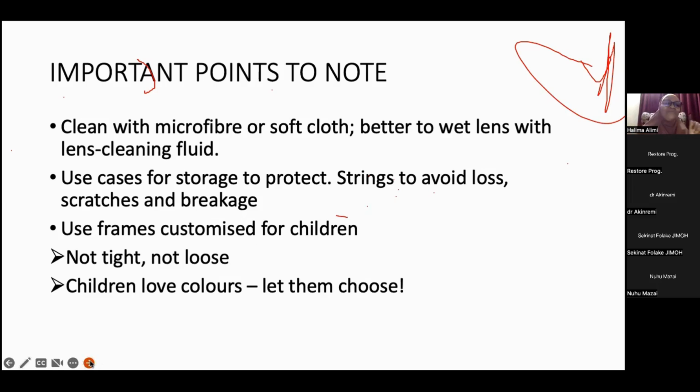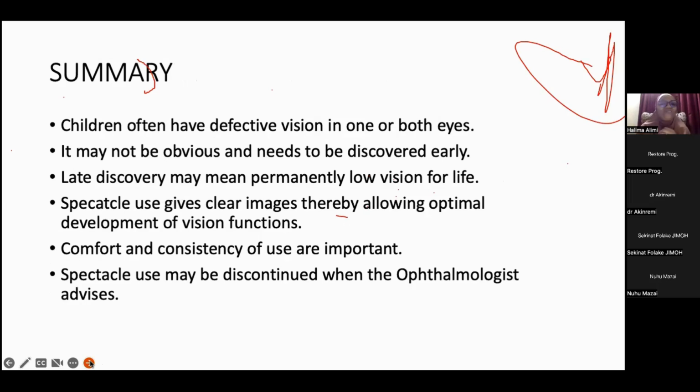This is extremely important. So I would like to summarize by saying that children often have defective vision in one or both eyes. It may not be obvious to you, but it needs to be discovered early. Late discovery may mean permanently low vision for life, and spectacle use gives you clear images, thereby allowing optimal development of visual functions. Comfort and consistency of use are extremely important for progress, and spectacle use may be discontinued when the ophthalmologist advises that that's the case.